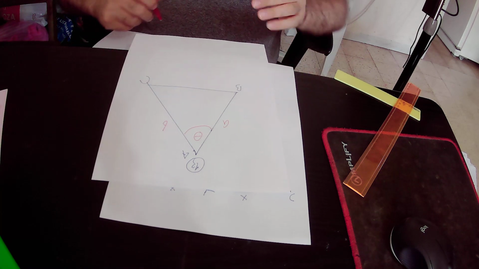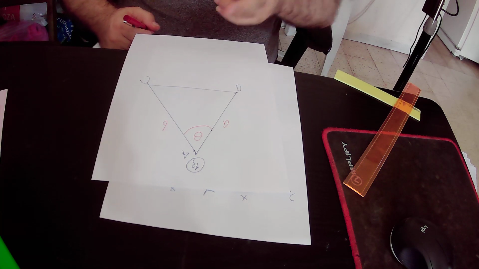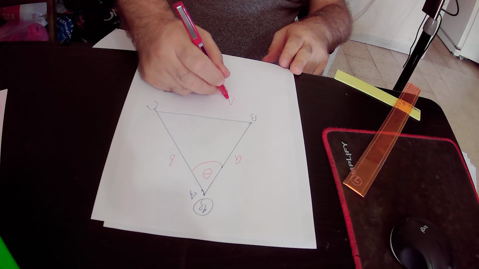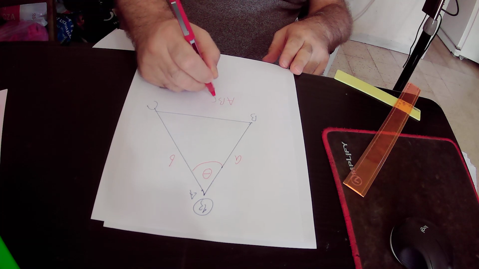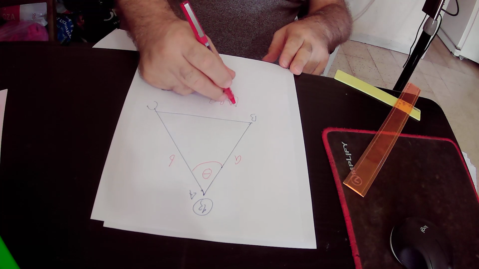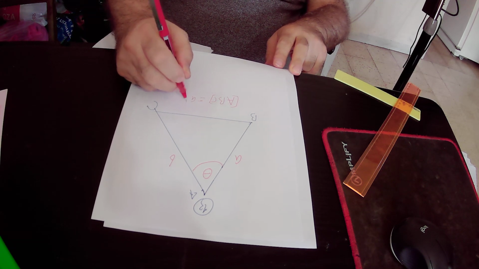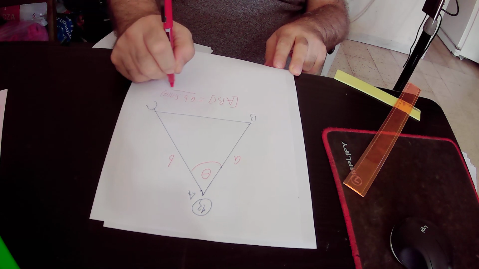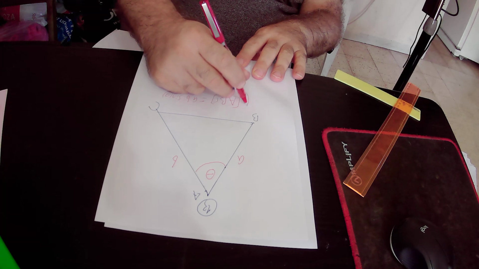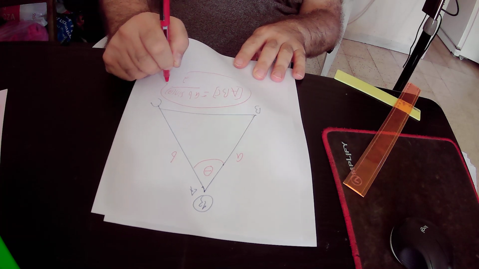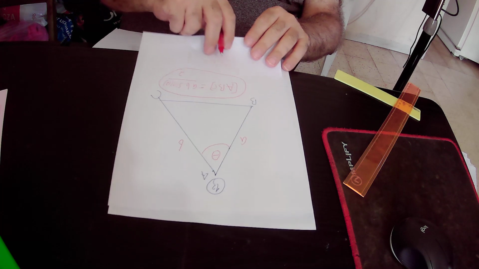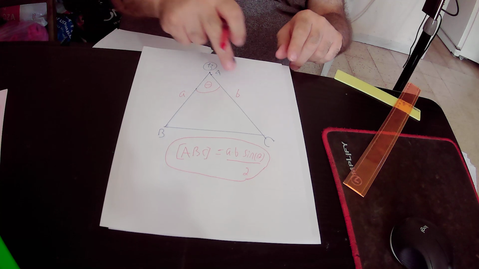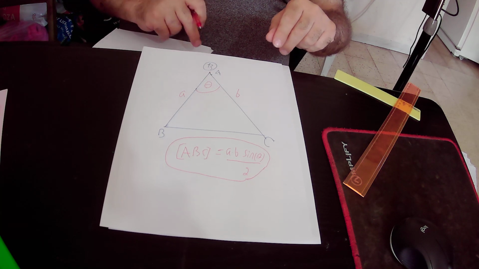Then, according to the new formula of the area of this triangle, the area of triangle ABC equals A times B times sine theta over 2. Okay, that is the new formula for the area of any triangle, because triangle ABC can be any triangle. Again, the area of triangle ABC equals A times B times sine theta over 2.